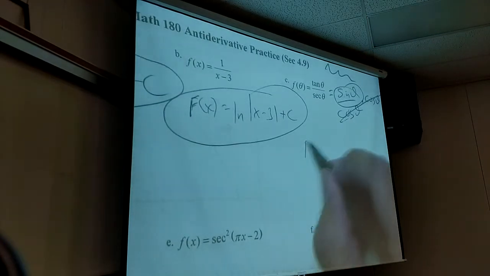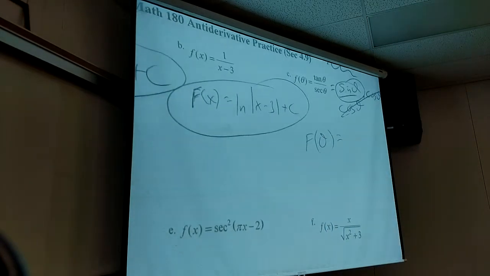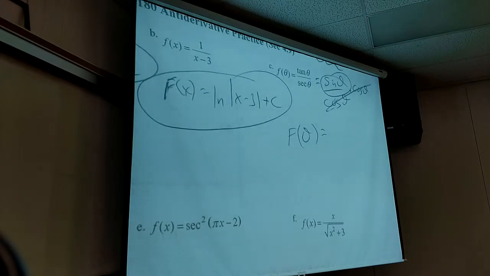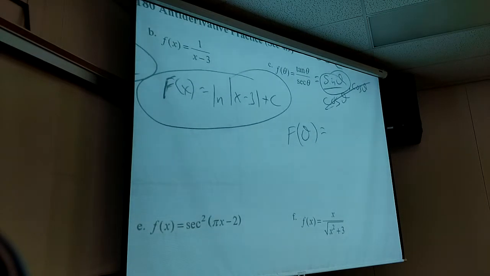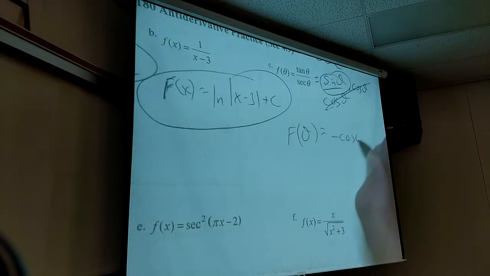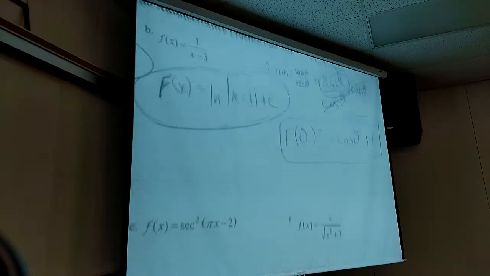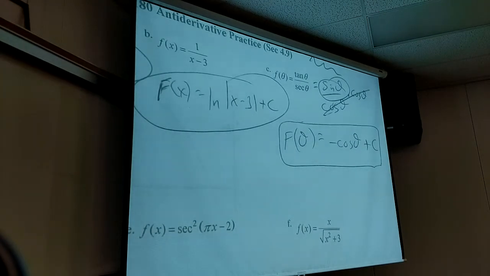So what's big F of theta then? You gotta be a little careful. Yes, negative cosine theta plus c. Does everybody see that? All I did was simplify to see what the function really is. Tangent theta divided by secant theta? Let me just say sine theta, because that's what that is. Okay.